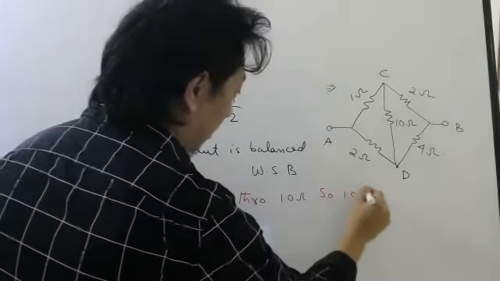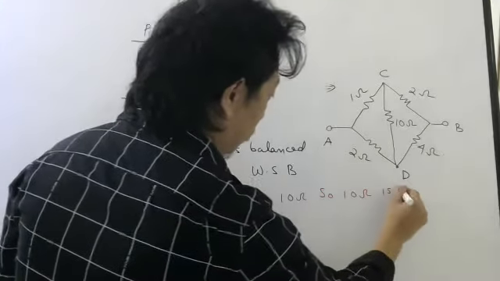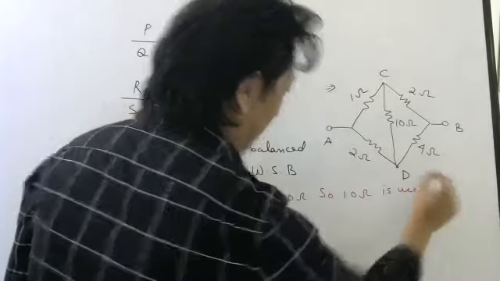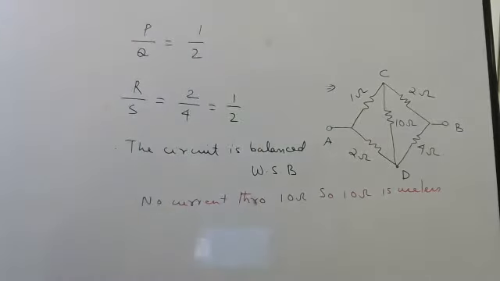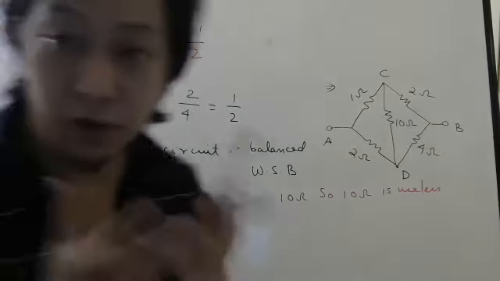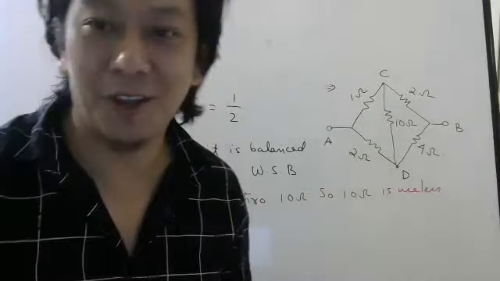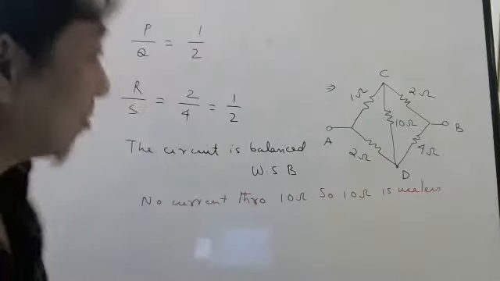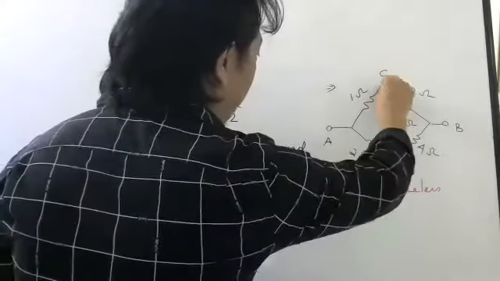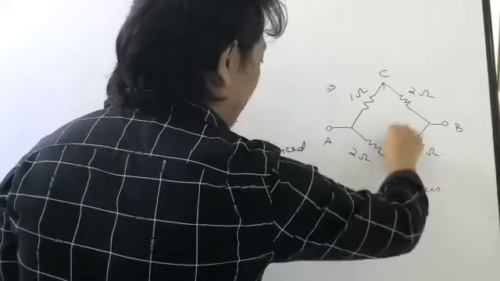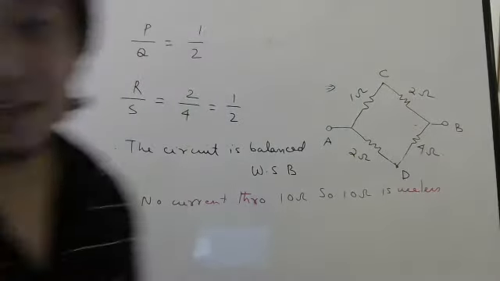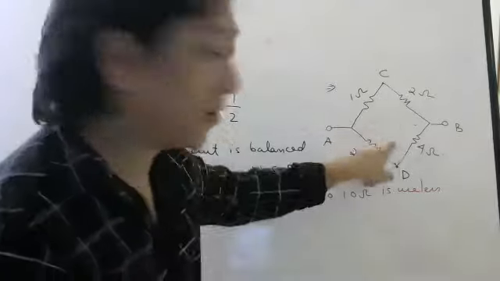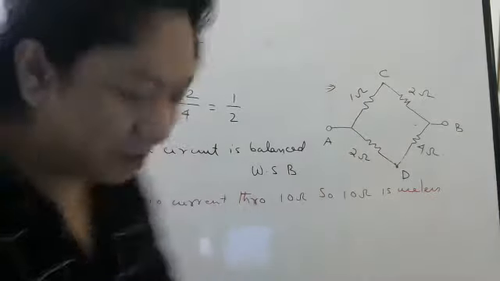So the 10 ohm is useless, because it is not getting current. It is not going to resist current because there is no current going. So why would it resist current? You can remove the 10 ohm. So if the circuit is balanced, students, then you can remove the middle one. Once you remove the middle one, it is very easy now.